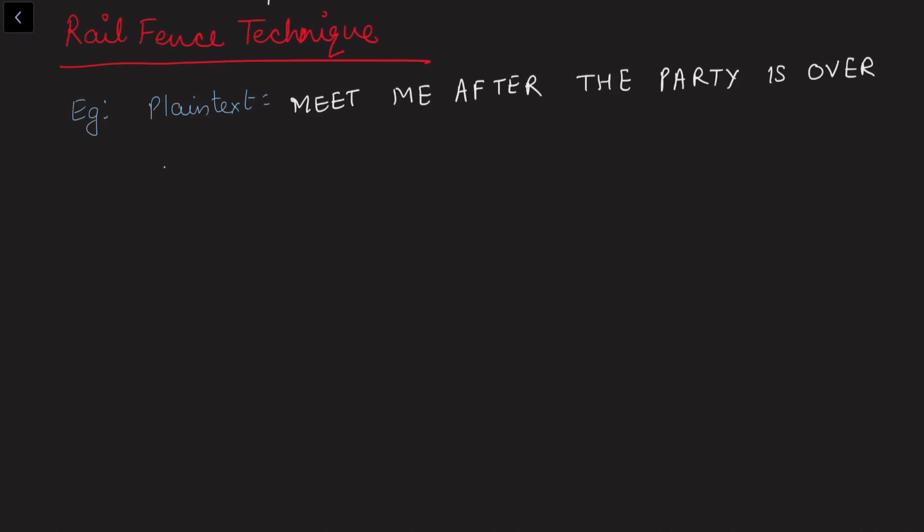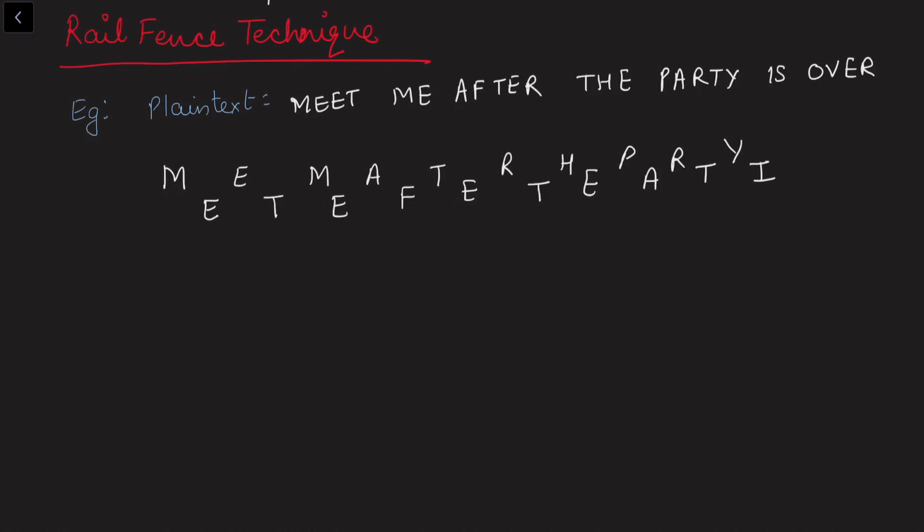For example, I'll start writing from M, and then write the next letter diagonally to this M. So M, E, and then write this as E, T, and then repeat it for all the other letters that we have: A, F, T, E, R, and then T, H, E, P, A, R, T, Y, I, S, O, V, E, R.